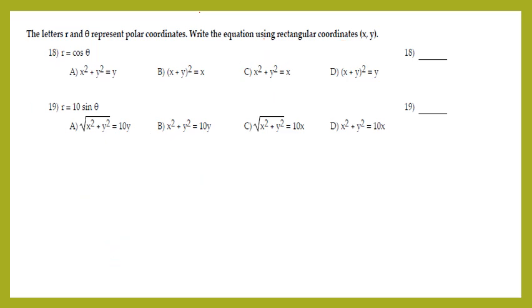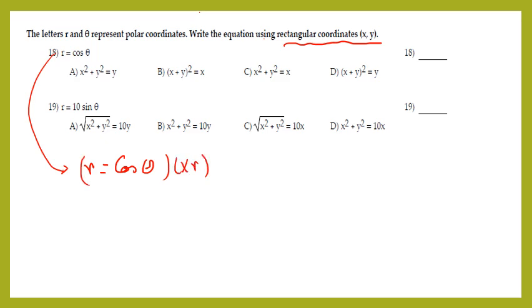Regarding question number 18, it says the letters r and theta represent the polar coordinates, and I'm going to write the rectangular coordinates x and y. r is equal to cosine theta. So to solve a question like number 18, when r is equal to cosine theta, all I have to do is multiply by r left and right. So r times r is r squared, and r multiplied by cosine is r cosine theta.